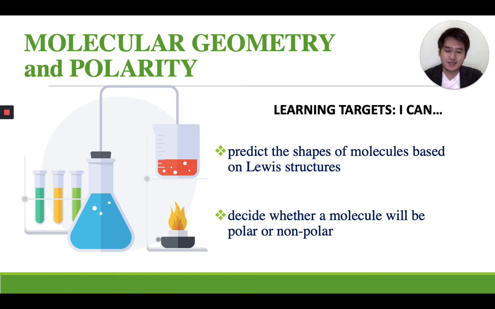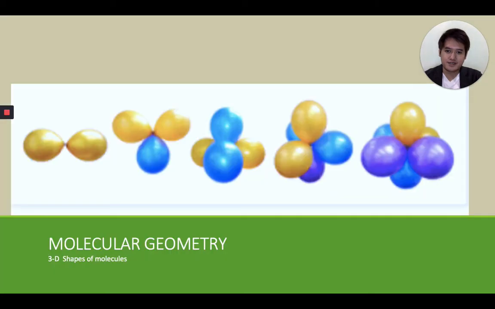In this video series, we are going to learn how to predict the shapes of molecules based on Lewis structures and decide whether a molecule will be polar or nonpolar. Now we have already drawn the LEDs of molecules and of polyatomic ions. They tell us the placement of the atoms with respect to each other. They tell us about the kinds of bonds that are present, but they can only tell us so much.